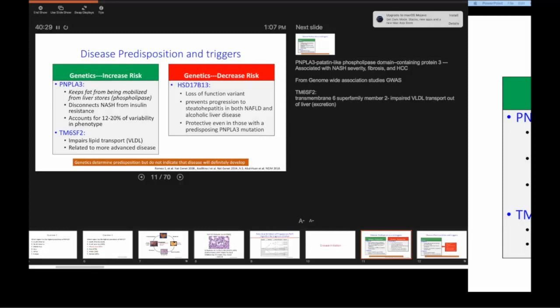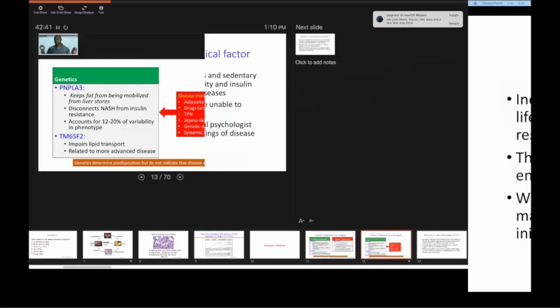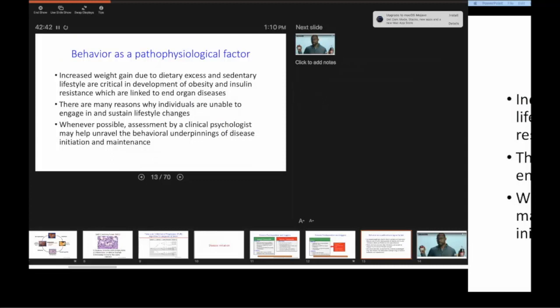But again, these just lower your threshold. Really, it's the disease initiator. It's the adiposity. It's the behavior. It's eating way too much pizza and soda. It's drugs too, like amiodarone, TPN. When we're consulted for elevated LFTs, oftentimes we think about a cholestatic picture with TPN, but it can cause a fatty liver, okay, so just be aware of that. You don't see this much after ileal bypass. That's probably related to the diversion of bile acids. Other genetic disorders, especially with lipids, people with familial hypertriglyceridemia can be at risk for fatty liver and systemic inflammation. But it's really behavior. It's really behavior that drives this.